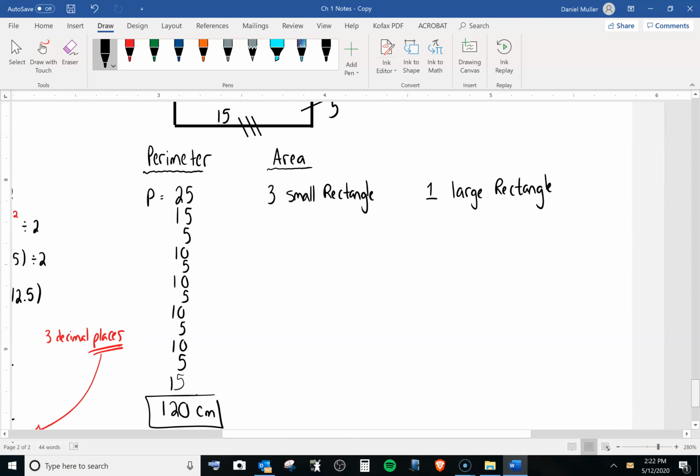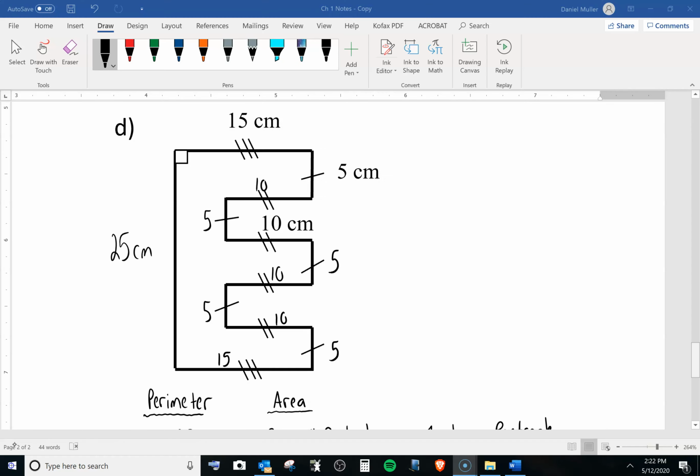And I broke it up into 3 small rectangles and 1 large rectangle. And yeah, I guess you can kind of do this anyway. I'm just going to try to scroll up, but I guess things aren't working. Hold on. There we go. So I was thinking that we're going to have this rectangle, this rectangle, and this rectangle. So 3 smaller rectangles, and they're all base times height, so 10 times 5.